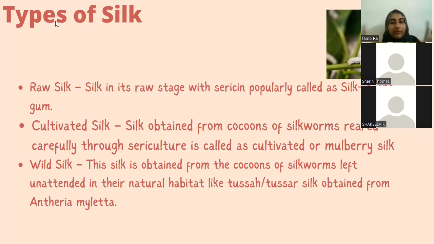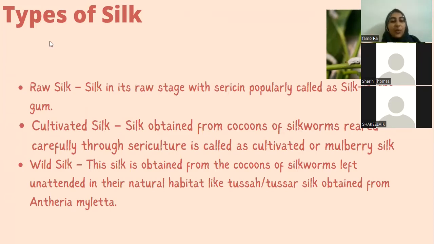I mean, even in the raw state, you can say that silk can mainly be classified into two types. One is cultivated and one is wild. Just like we classify animals as domestic animals and wild animals, silk is also the same way: domesticated or cultivated silk and wild silk. So what is cultivated silk?